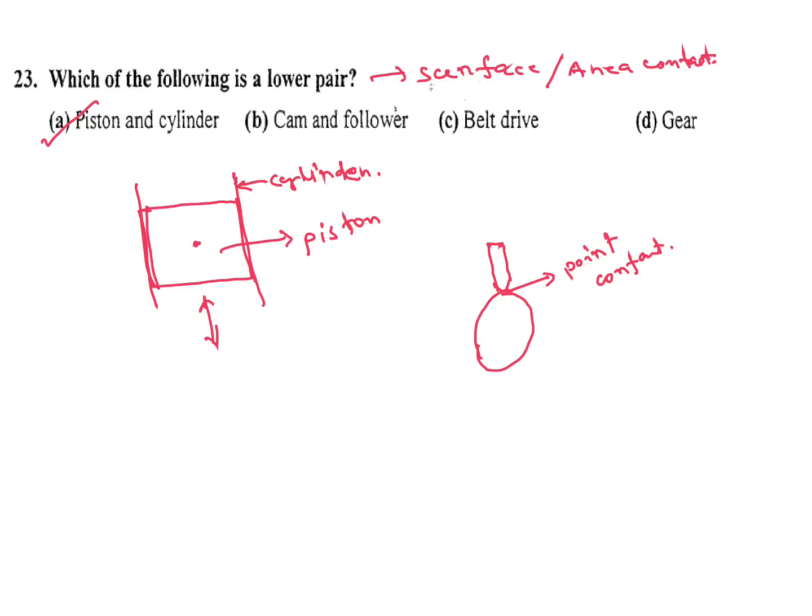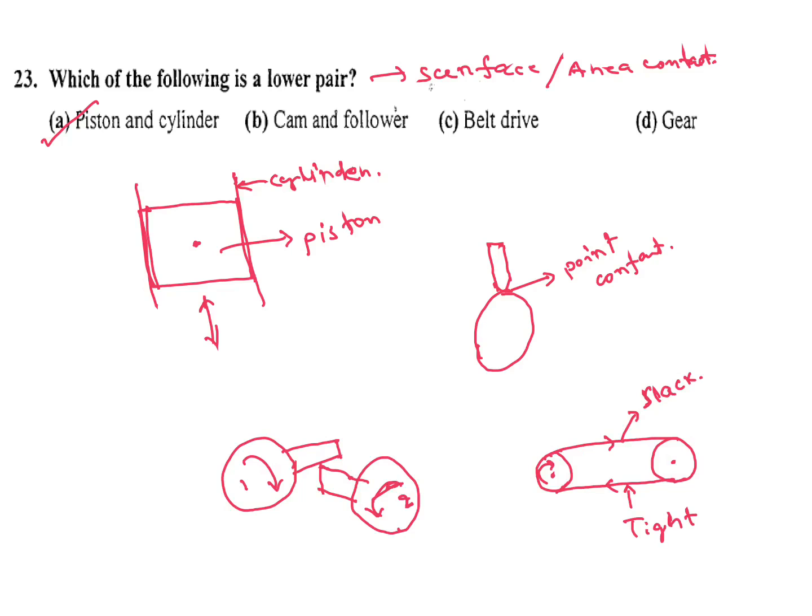Here in belt drive, this side is tight and this side is slack or loose. So only one side is driving. So sometimes loose contact, sometimes tight contact. That's why belt drive is also a higher pair. And gear, this is gear 1 and gear 2. Both are rotating. Here point contact. This is also very, very important. Gear pair, point contact. So this is a higher pair.